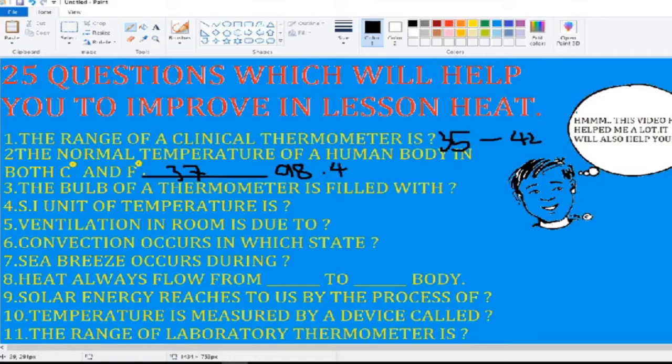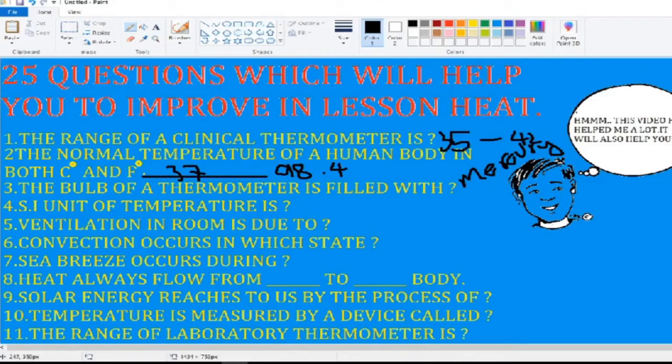Now coming to the third question, the bulb of a thermometer is filled with what? So what is a bulb? The bulb is the lowest part of the thermometer. The bulb is filled with mercury. This is mercury.